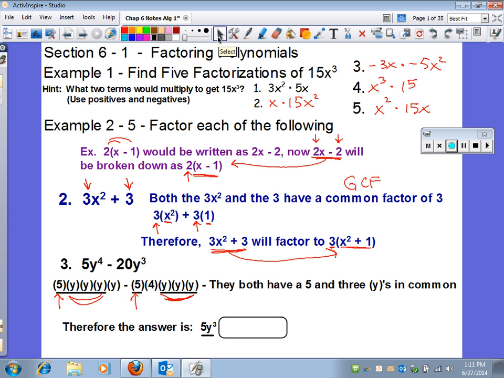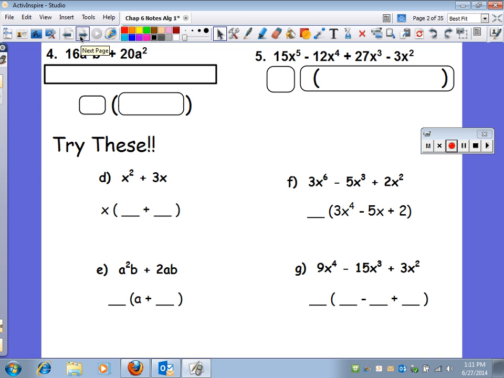Inside the parentheses is what's left. You had a y left and a 4 left. Those are the only things you had left inside besides the ones that we took out. So y minus 4 is going to be in your parentheses. So 5y cubed and then y minus 4. That's basically called taking out a GCF. So here's a few practice ones. We got to look for a common factor.